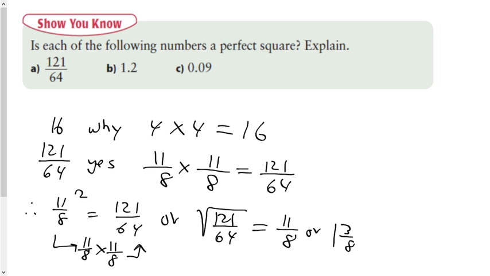Okay? Or I can reverse that and say the square root of 121 over 64, meaning what fraction multiplied by itself is 121 over 64. Well, we did the work right here. Therefore, the square root of 121 over 64 is 11 over 8 as an improper fraction. And I can reconstitute that improper fraction back to mixed and say 1 and 3/8. Okay? Any questions on that? So yes, 121 over 64, an improper fraction, is a perfect square because there is a number that multiplies by itself to get you that.